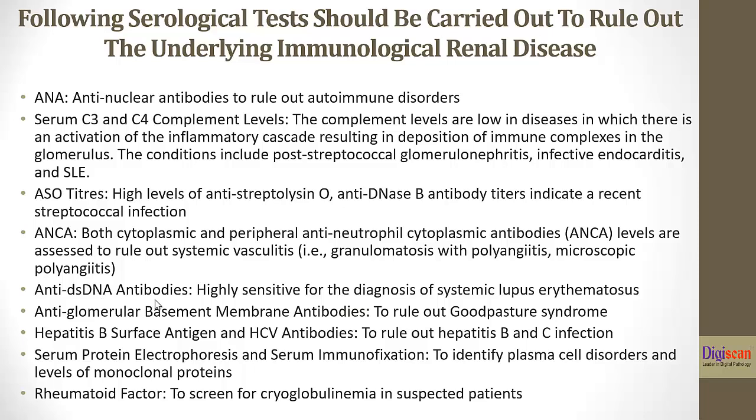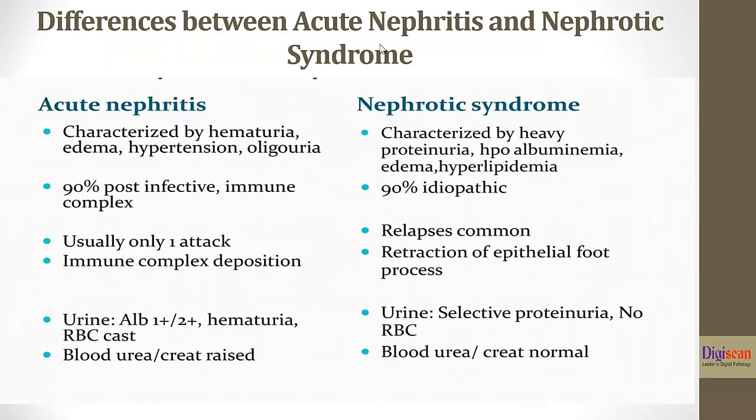Anti-double strand DNA antibodies may be done for the diagnosis of systemic lupus erythematosus. Anti-glomerular basement membrane antibodies to rule out Goodpasture syndrome. Hepatitis B surface antigen and HCV antibodies to rule out hepatitis B and C infection. Serum protein electrophoresis and serum immunofixation to identify plasma cell disorders. Rheumatoid factor to screen for cryoglobulinemias.